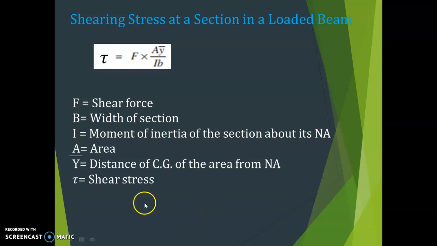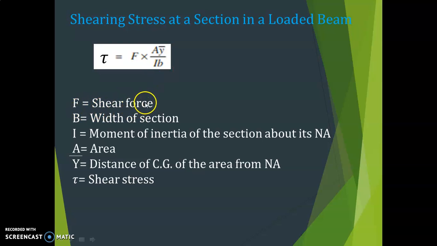So shear stress is given by this equation. Tau is equal to F into A Y bar divided by I B. Okay, this is the standard equation. The derivation is there, I am not explaining that because it is not required for you. You just remember this formula, how to find the shear stress. So shear stress, that is tau, is equal to F into A Y bar divided by I B.